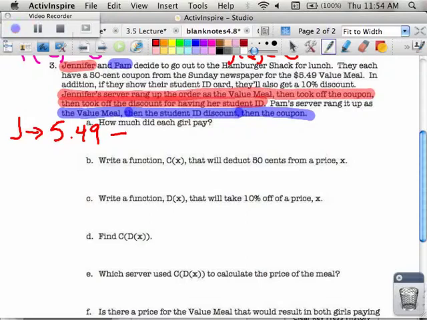50 cents first? Yes. Okay, so we take off 50 cents first, which means she would be at, so this is the coupon, so she'd be at $4.99. Is that right? And then she took off 10%, right? Which is 0.499, or in essence, it's still 50 cents. So if you take off 50 cents, the end result is $4.49.